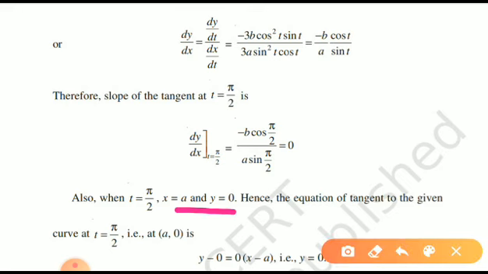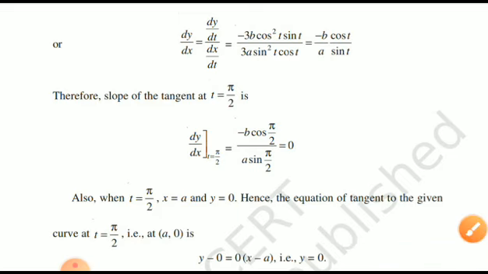So the equation of the tangent at point (a, 0) will be y minus 0 equal to 0 into x minus a. That means y is equal to 0. That is the equation of the x-axis. Is that clear? Okay. Is the concept clear in the mind? Okay, thank you.